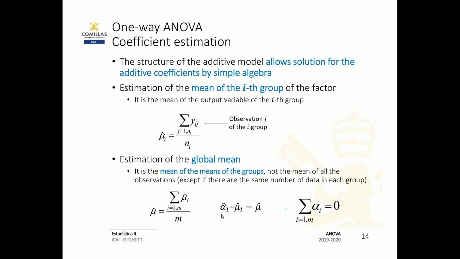And then we can compute the extra. The extra is the difference between the mean of the group minus the overall mean. And there is a consequence of this calculation. Actually, it is not a consequence, it is a restriction that we put at the beginning of the model. That is that all the alpha i's, all the extras, have to add up to 0.